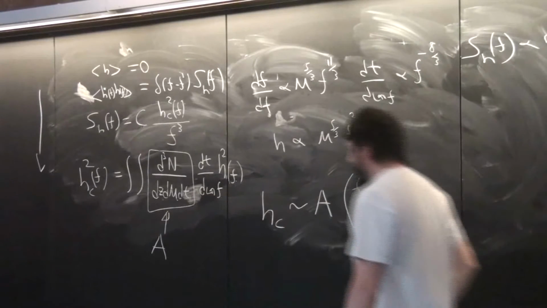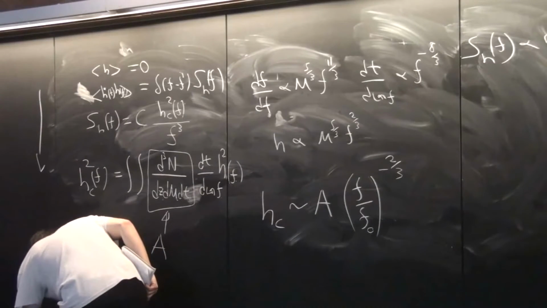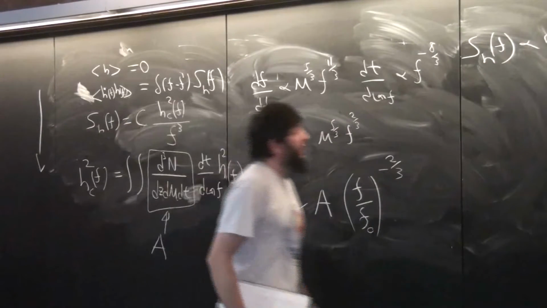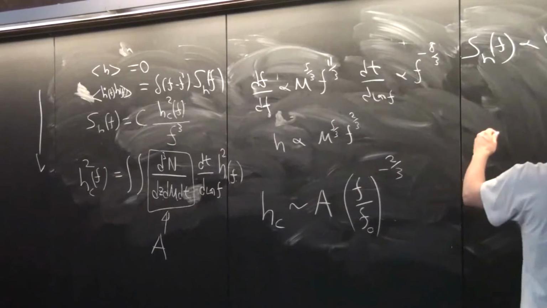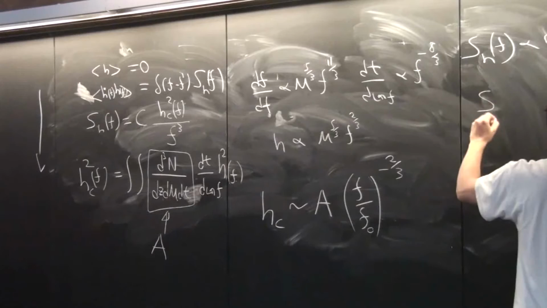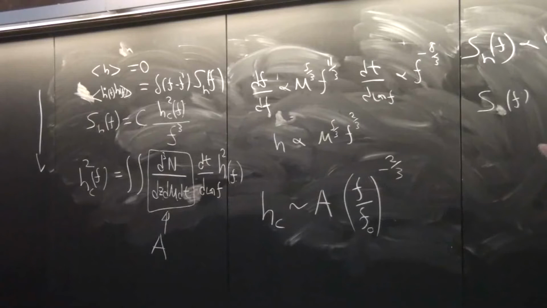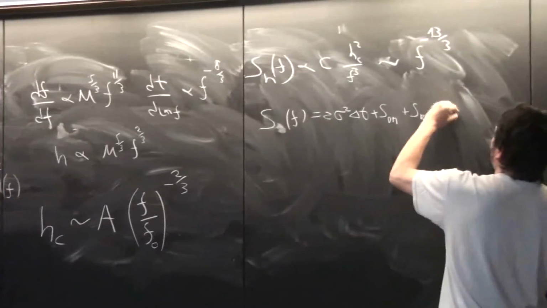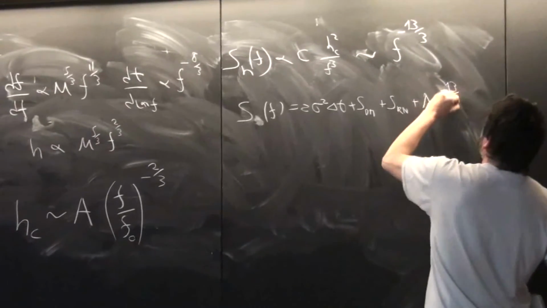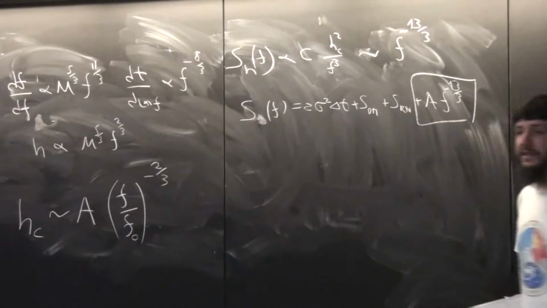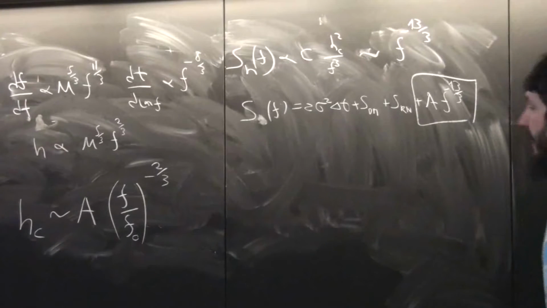So, if I now write the famous power spectral density of whatever is in your data, that's going to be some white noise component, then there is some red noise, and then there is this A f to the minus 13/3. And this is the power spectral density of your gravitational wave signal. Okay?